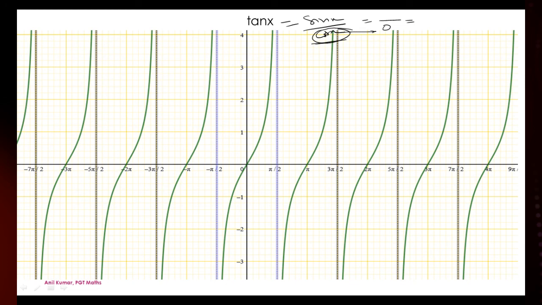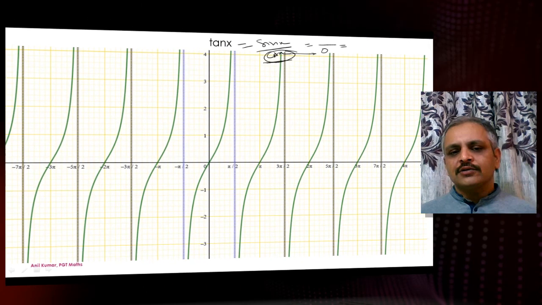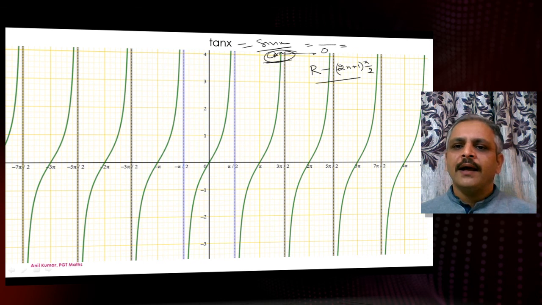So what will be the domain of this curve now? The domain of the curve will be all the points where the curve exists. So it will be all real numbers except where cos x is 0, and cos x is 0 at odd multiples of pi by 2. So I can say that the domain is all real numbers except these points.